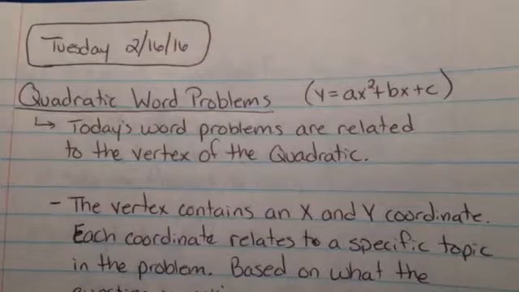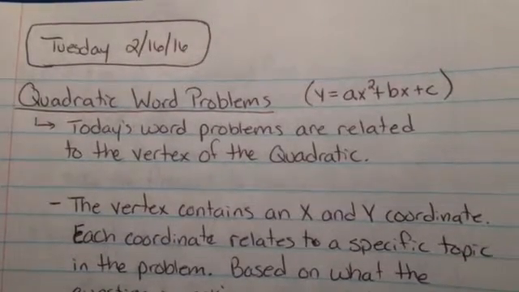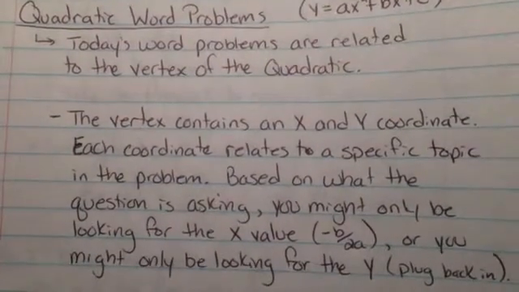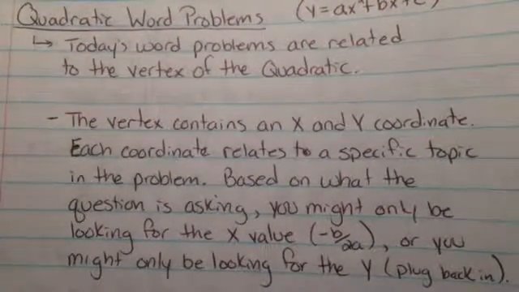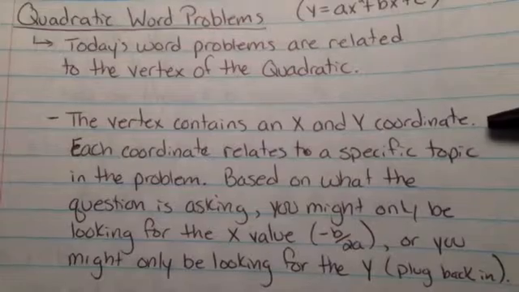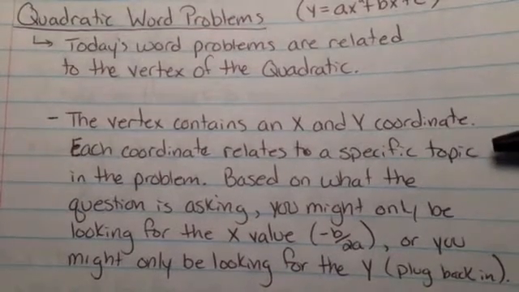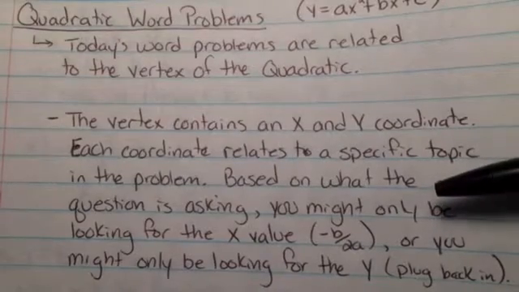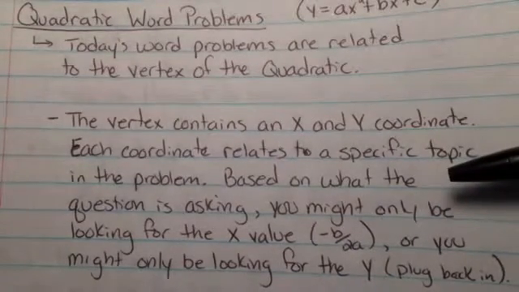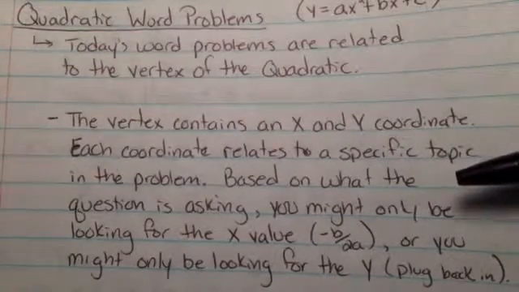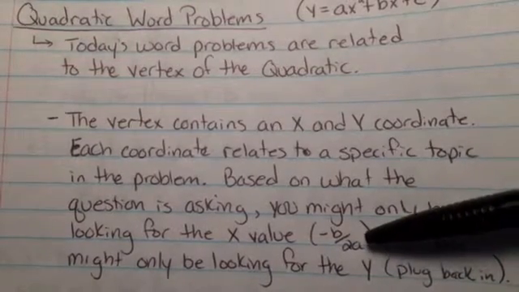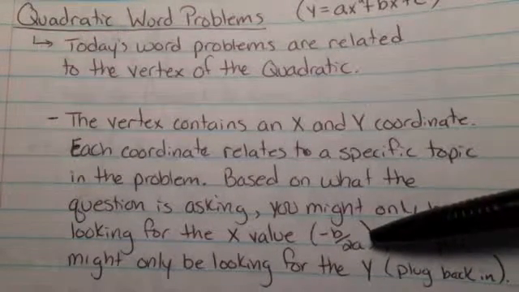All right, so we're not going to be doing any factoring. It's all going to be related to the vertex. The vertex contains an x and a y coordinate. Each one of those coordinates is related to a specific topic in the problem. Based on whatever the question is asking you, you might only be looking for the x value, which you would find by doing the opposite of b over 2a.